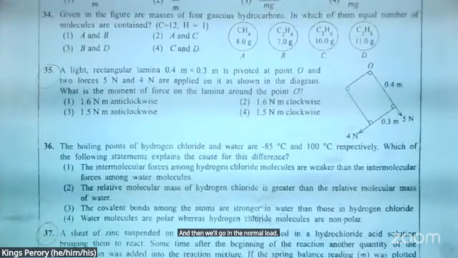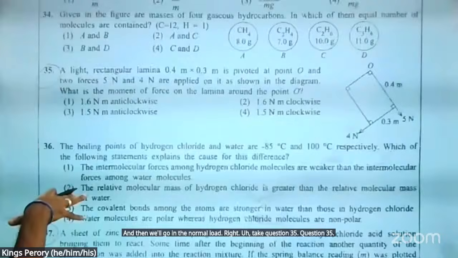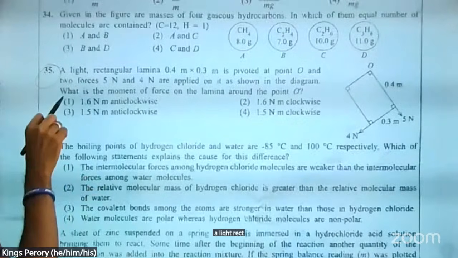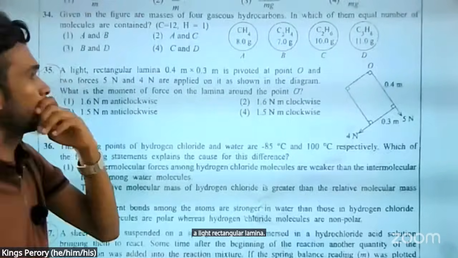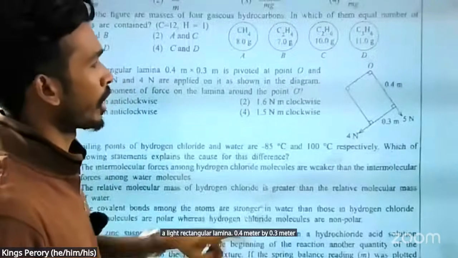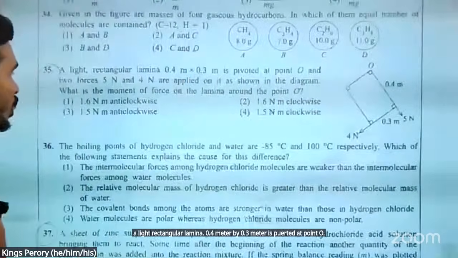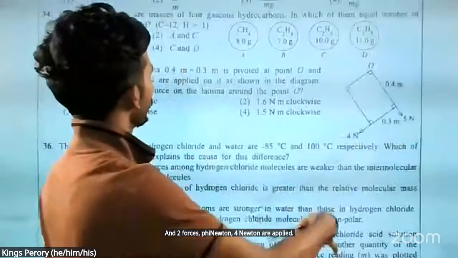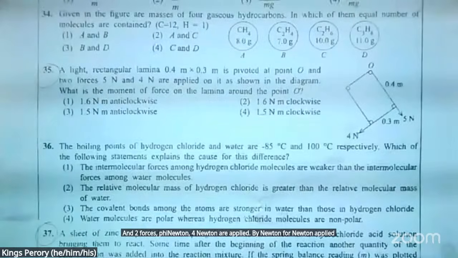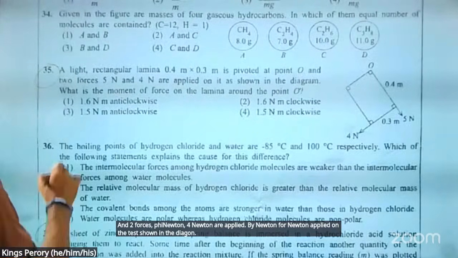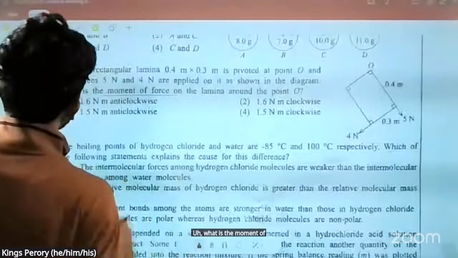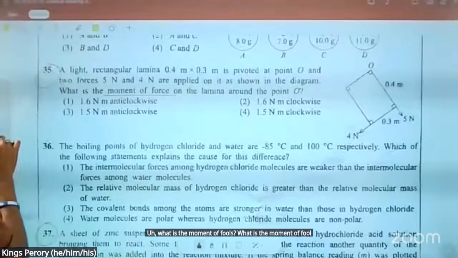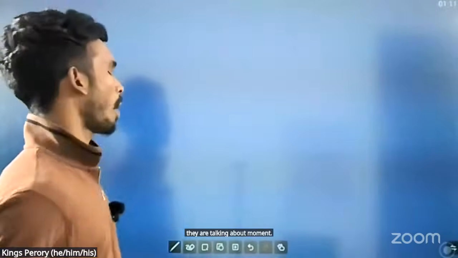Right. Take question 35. A light rectangular lamina 0.4 meter by 0.3 meter is pivoted at point O and two forces, 5 Newton and 4 Newton, are applied on it as shown in the diagram. What is the moment of force? They are talking about moment. We'll quickly revise on moment.